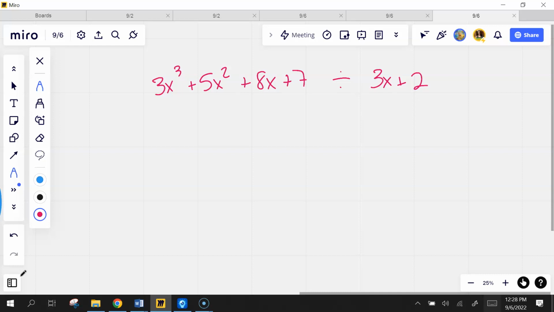Could be written like this. It might be written this way. How else might it be written? I think that's probably the only way.